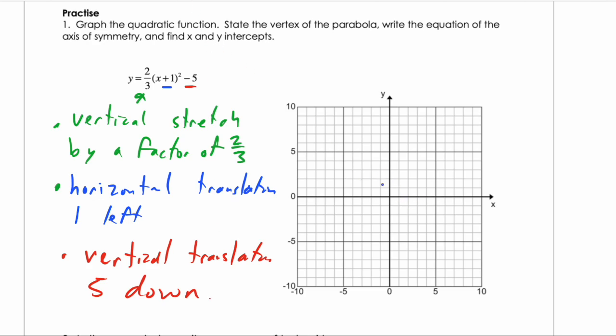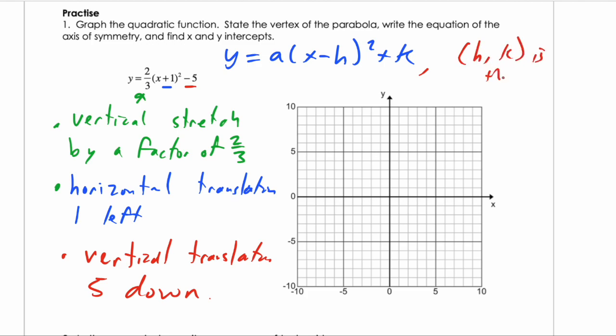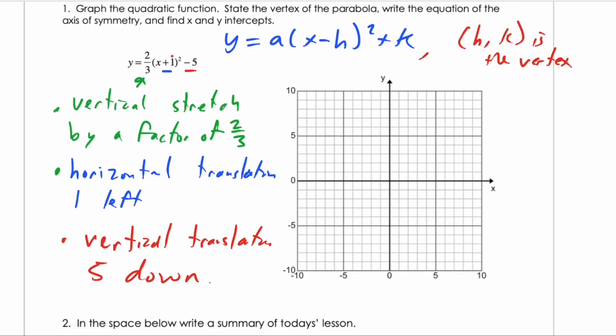Okay, we can put all that together. Well, first of all, and by the way, this is the form y equals a(x minus h) squared plus k, as we saw in the beginning. Because you have a horizontal translation of h and a vertical translation of k, then (h, k) is the vertex. So I might start with that. That's going to be negative 1, negative 5. Negative 1, negative 5 is where the vertex is going to be, right? The a value is positive, so it's going to be pointing up.